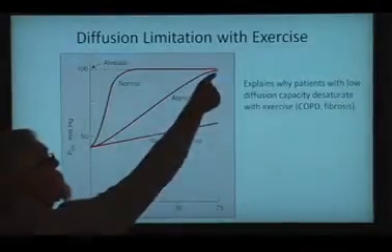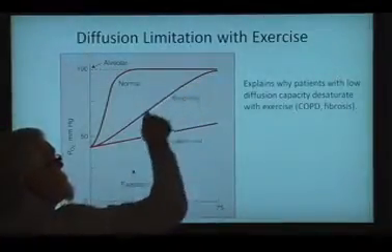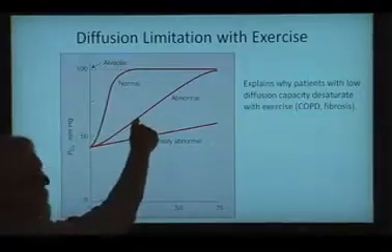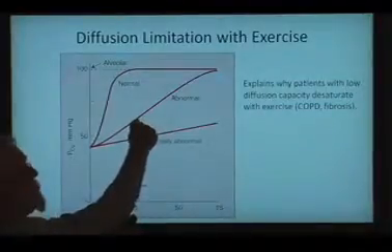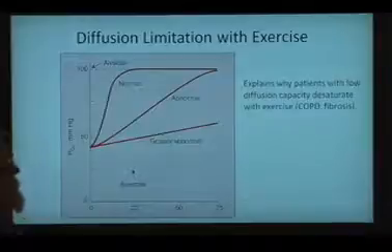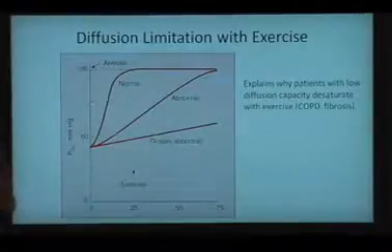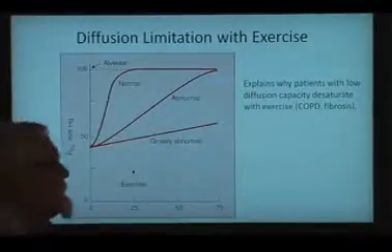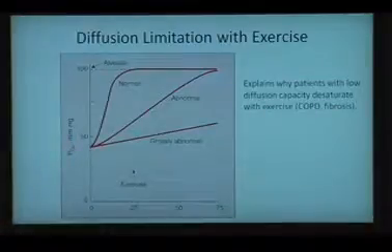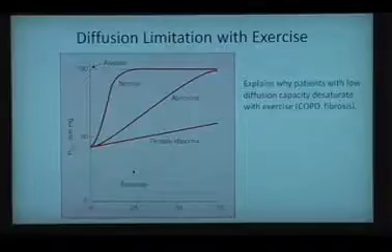But then when they exercise, what happens is they come to this part on the curve, because the blood doesn't spend as much time in the pulmonary capillary, and they desaturate. So this explains why patients with a low diffusing capacity desaturate with exercise, such as patients with COPD and patients with pulmonary fibrosis.